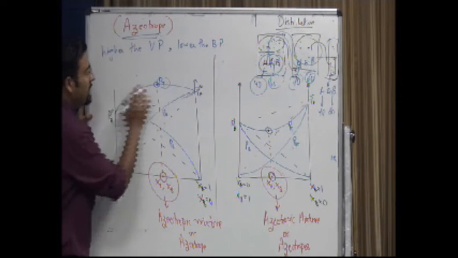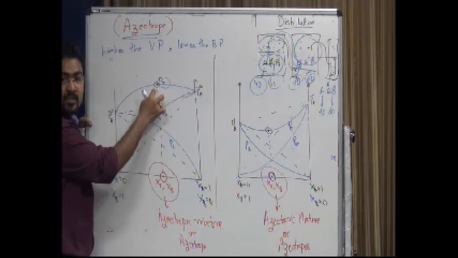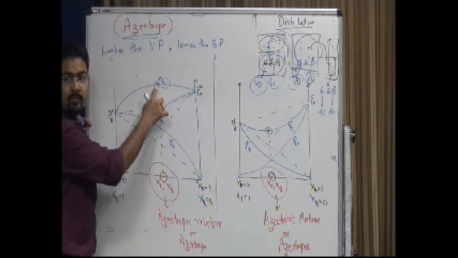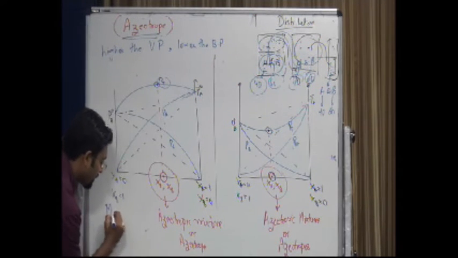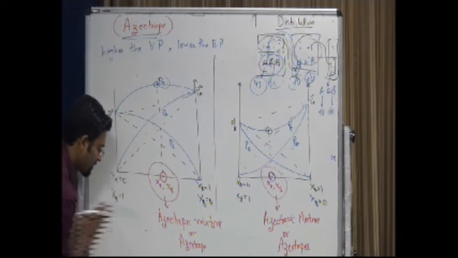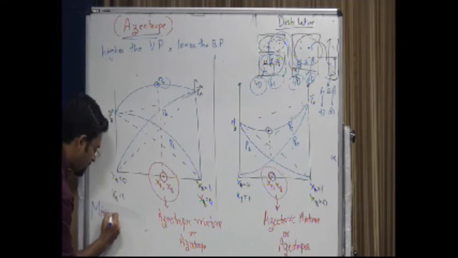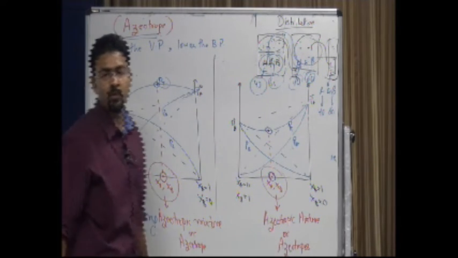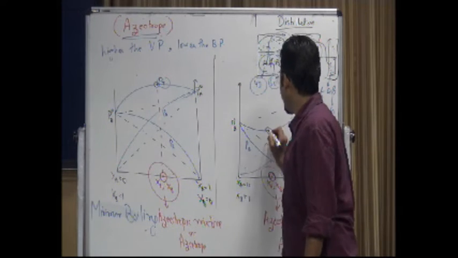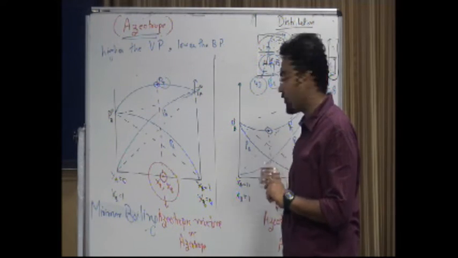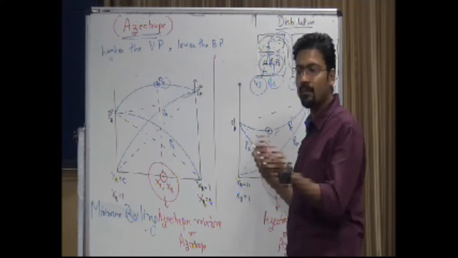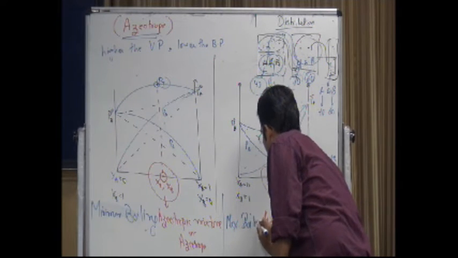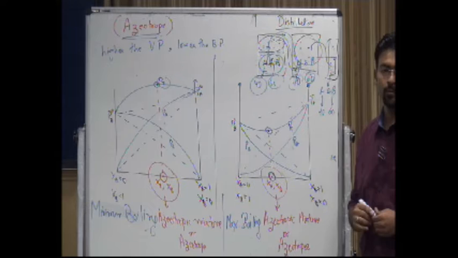So at this composition, the vapor pressure is highest of all the compositions. So for this composition, the boiling point will be minimum, so this is also called a minimum boiling azeotropic mixture or minimum boiling azeotrope. Similarly, this is the minimum vapor pressure situation for this composition, and it will result in maximum boiling point. So thereby it is a maximum boiling azeotropic mixture or maximum boiling azeotrope.